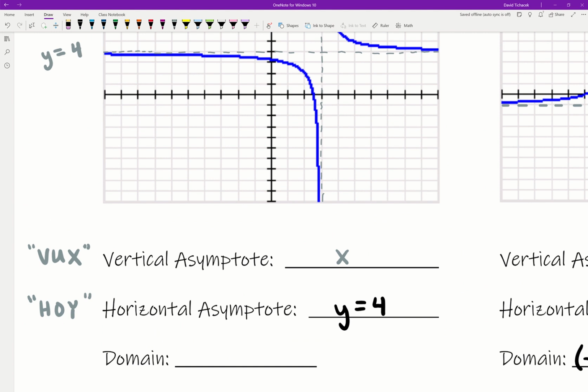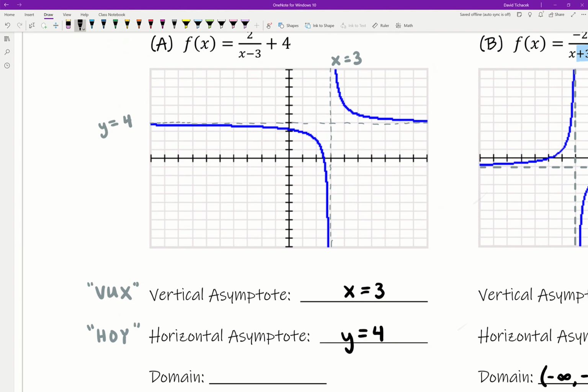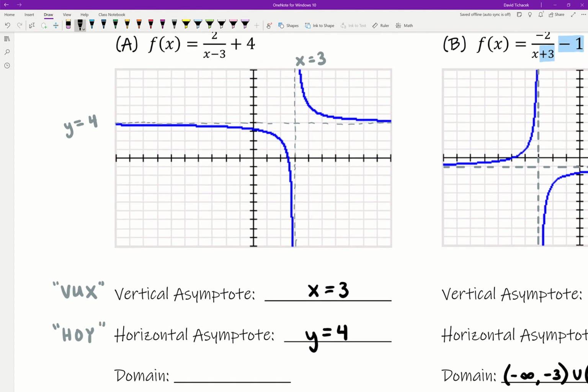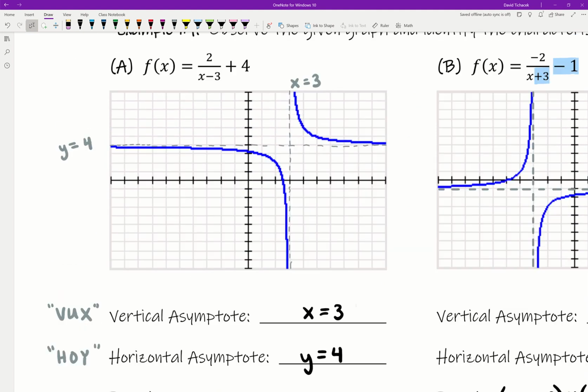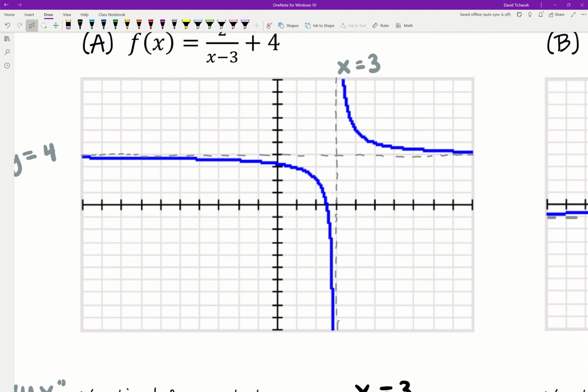Okay, so when we write down equations for your asymptotes here, because they are horizontal and vertical lines, we're going to have to remember how we always write the equations down for horizontal and vertical lines, which is in that way, the HOY and the VUX. Now also remembering here, whenever we want to talk about the domain and range of this function, we can always do that according to the graph.